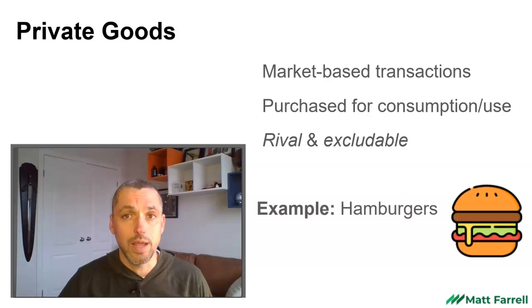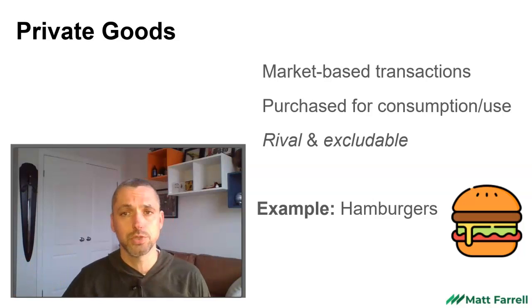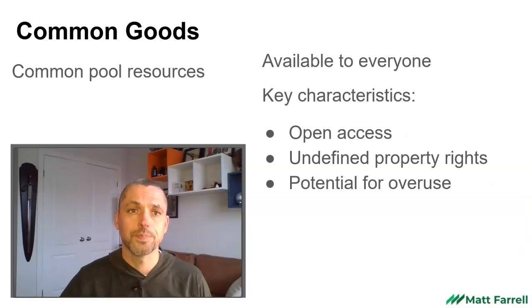Easy example here would be hamburgers. They are for sale all around, private companies selling them to consumers, market-based transactions. Rival and excludable, those are private goods.